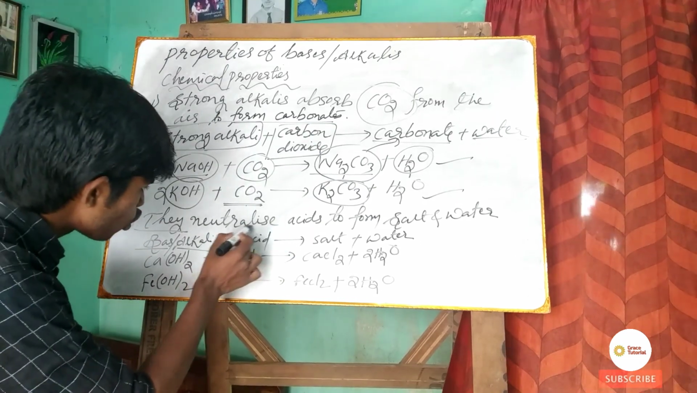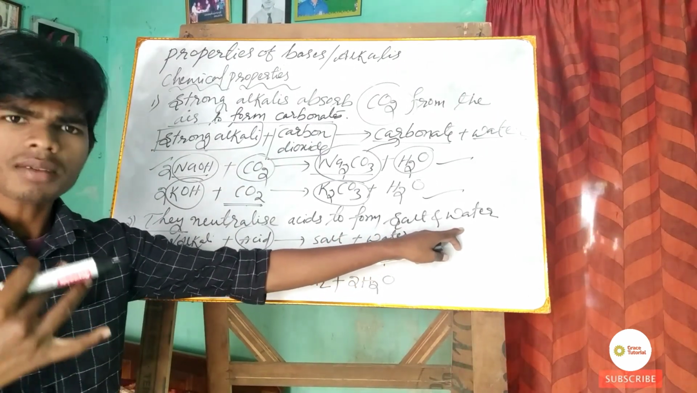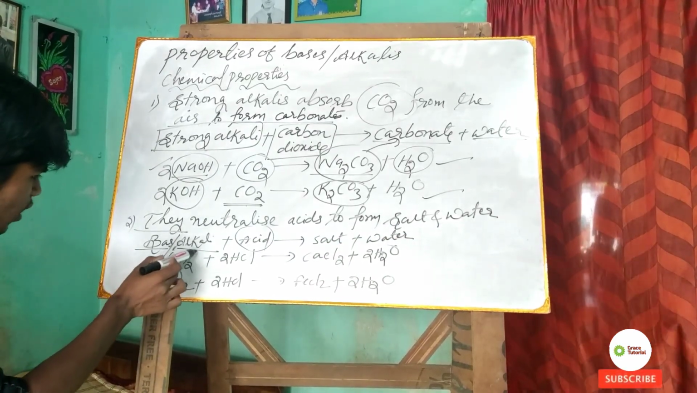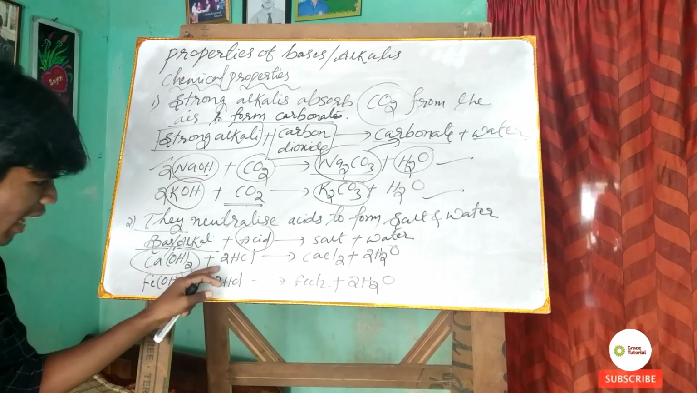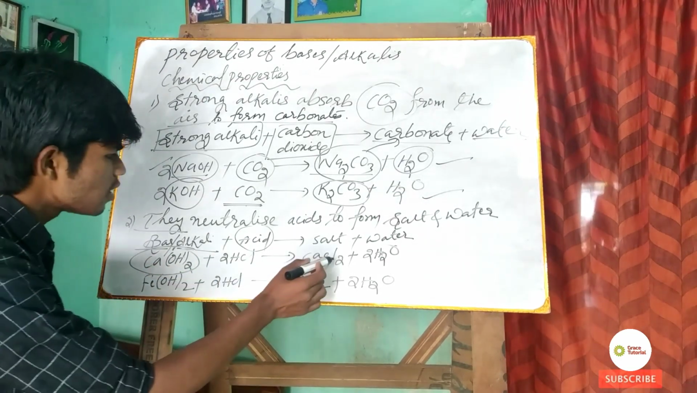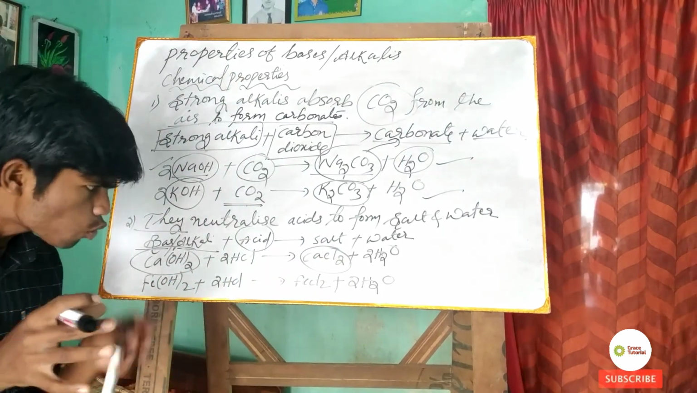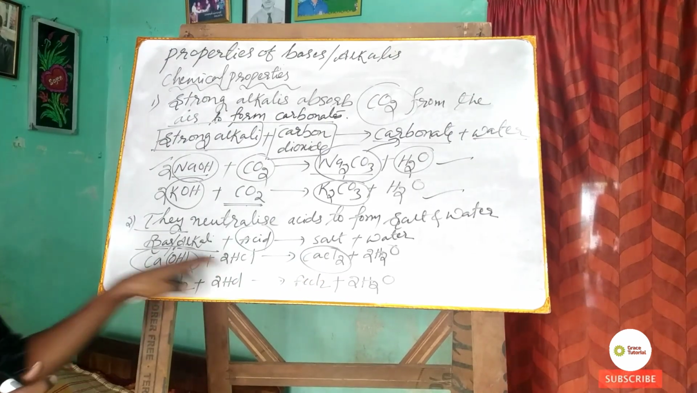They neutralize the following acids to form the salt as well as the water. Let's have a look at some examples so that it will be easy for you to understand. We have calcium hydroxide, which is basically a base. When it reacts with the acid, what happens? The calcium chloride is obtained. But we need to understand how the calcium chloride is obtained by the combination of these two substances.